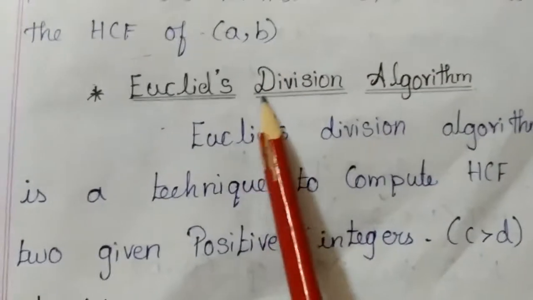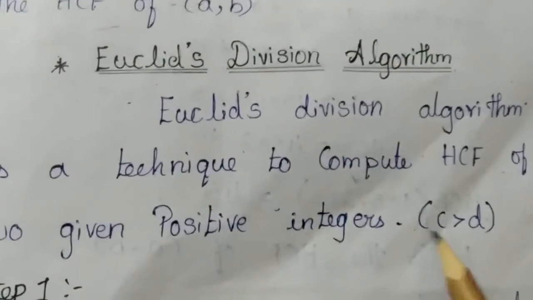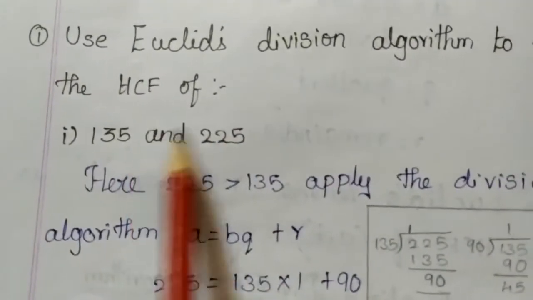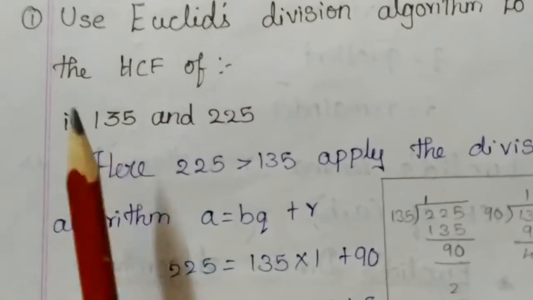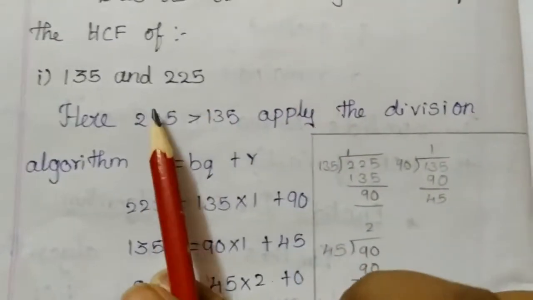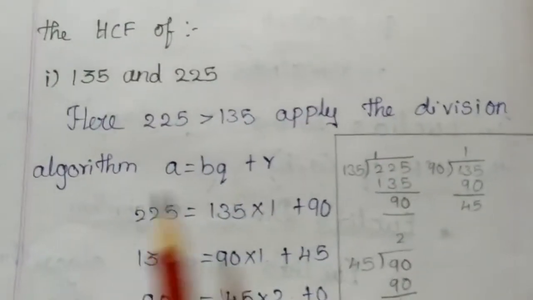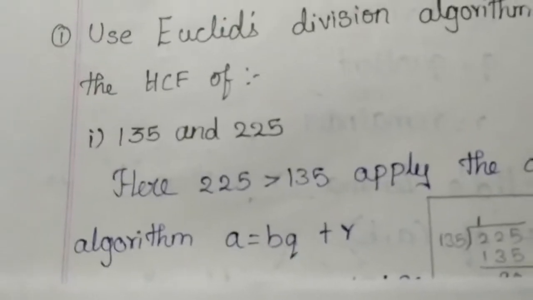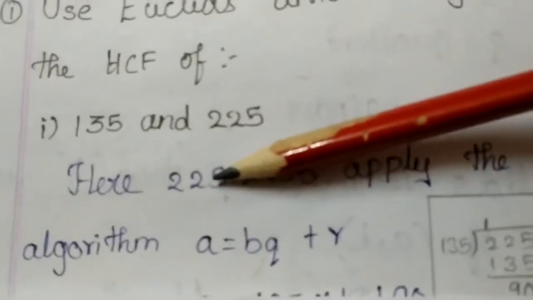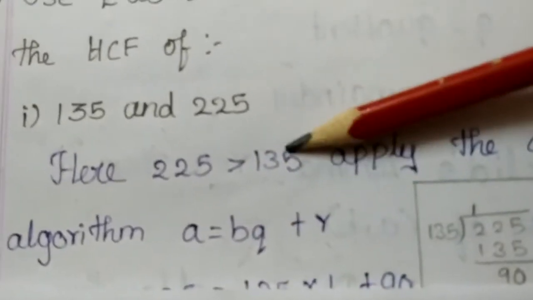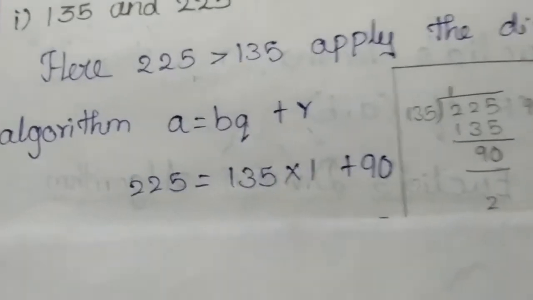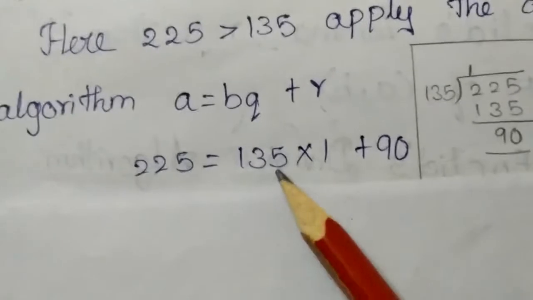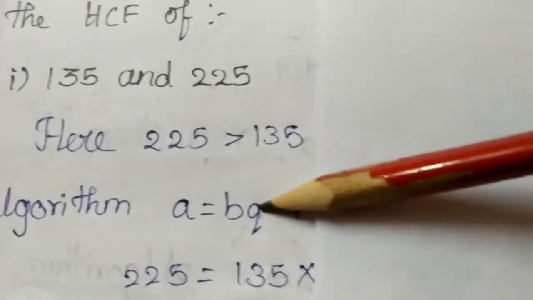We need to find the greatest one and the smallest one. Here, the greatest one is 225 and the smallest one is 135. In this, we need to apply the division algorithm. The division algorithm formula is A is equal to BQ plus R. So, here, A is equal to 225 and B is 135. I wrote 225 in the place of A and 135 in the place of B. We don't know the quotient and remainder.